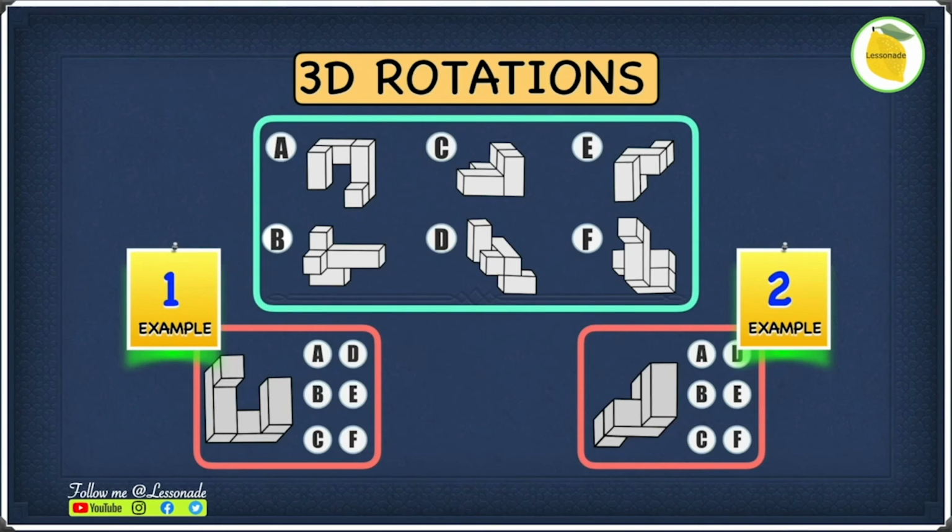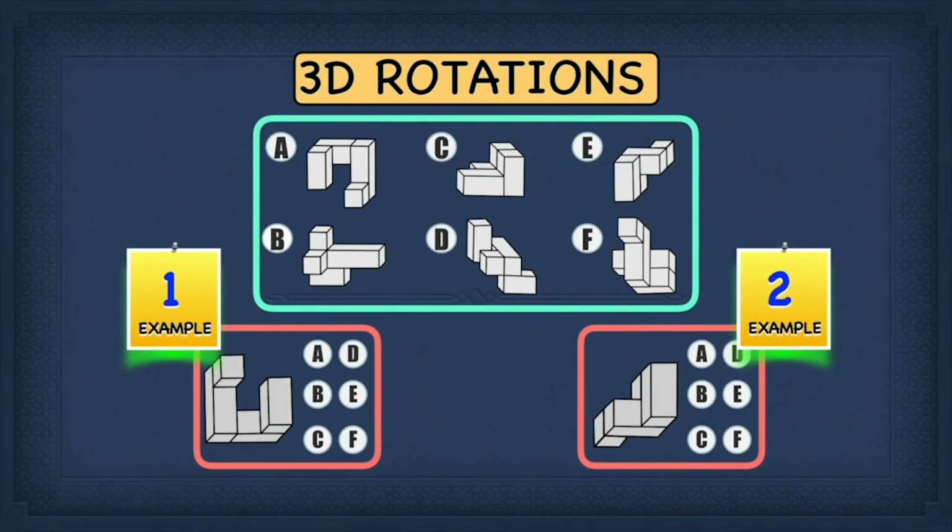In this video, you will learn 11 plus nonverbal reasoning type 14, 3D rotations.